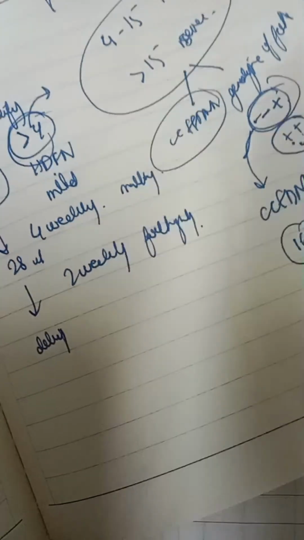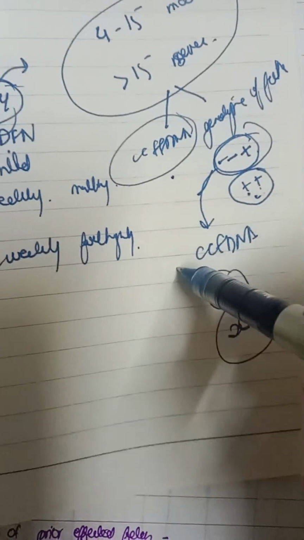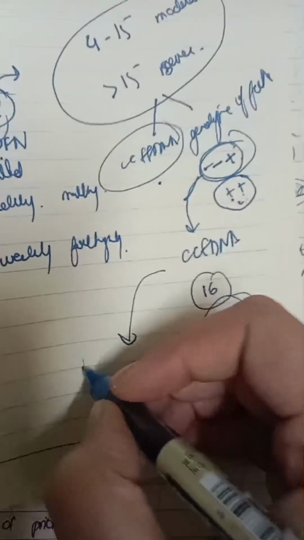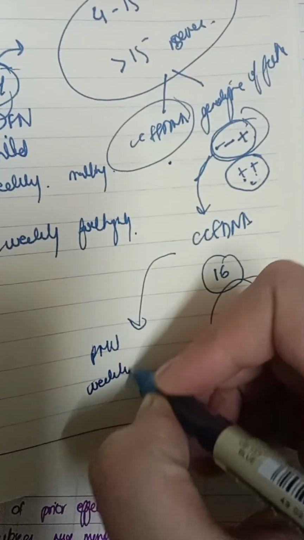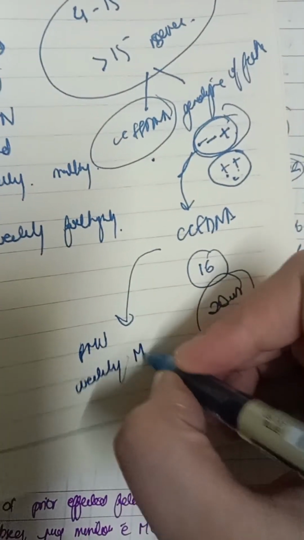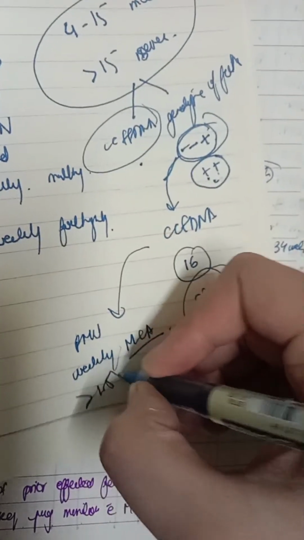Okay. So the next very important thing in this case is that once you have found out all of this, you are going to refer the patient to the fetal medicine unit where they are going to follow the patient by weekly middle cerebral artery Doppler. Okay. And then if at any point it's greater than 1.5 MoM, then they're going to go for intrauterine transfusion.